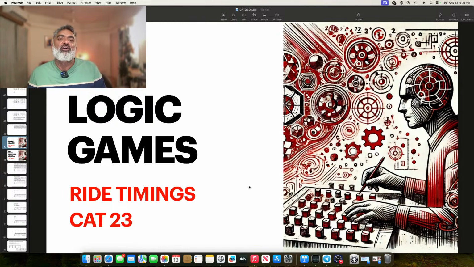Another day, another logic game, and still sticking to CAT 23 DILR slots. This one is from slot 2, and this is a scheduling challenge. And if you do not categorize it as a scheduling challenge, or if you do not meet this challenge with a lot of preconceived notions of how it is supposed to be difficult, then you will find it is actually quite ridiculously easy and it can be done in very quick time, right?